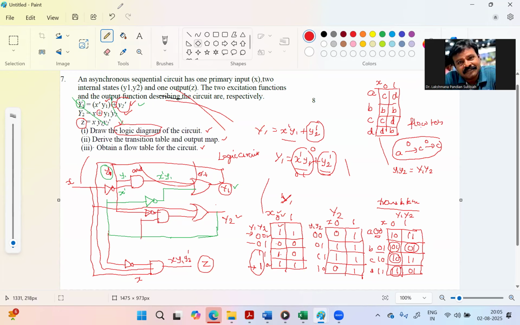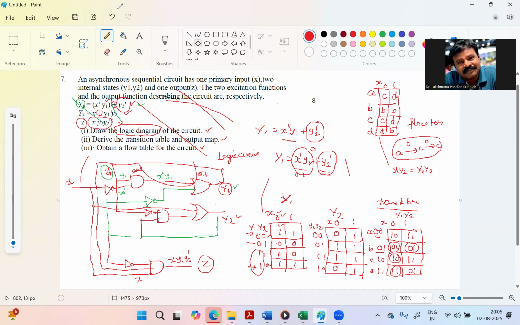Flow table with the output, right? So that output is here. Transition table and output map, right? So the output map is here. So the output is here, three zeros. So the output is here: x, y1, y2 dash.